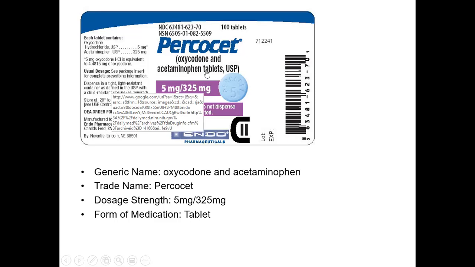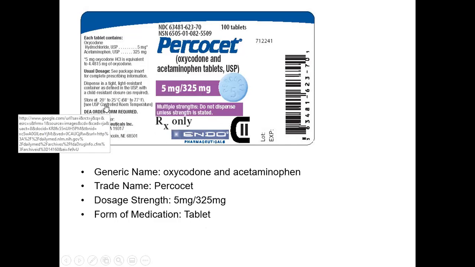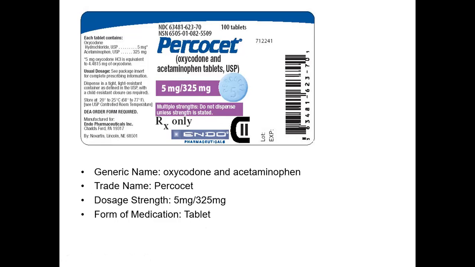It could be IV use only, okay? And then here, look at that storage instructions and make sure that you're familiar with that and that the medication is being properly stored. All right, on the next form, these items aren't going to be filled out: generic name, trade name, dosage strength, or form of medication. So I want you to try to figure it out. I'm going to give you a few minutes to do that.